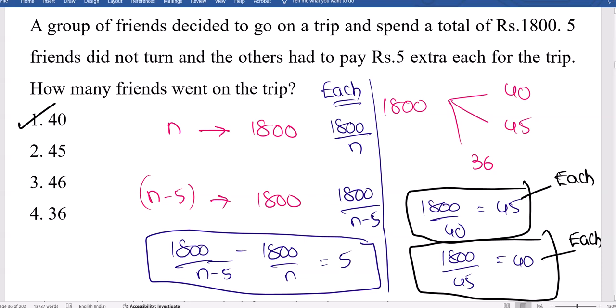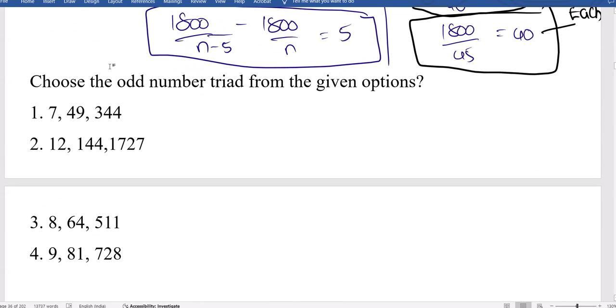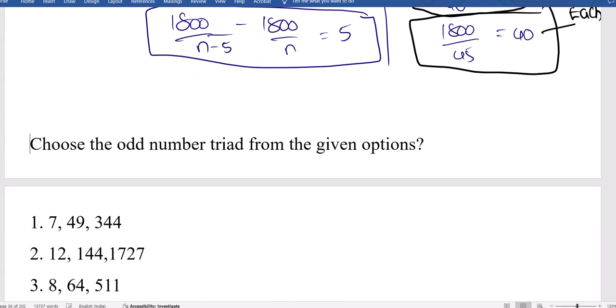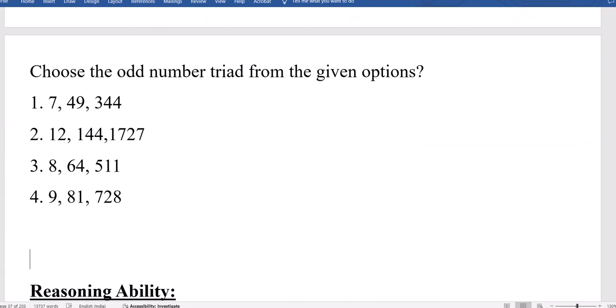But here, 5 friends did not turn up. They had to mention that. Not some friends, 5 friends. Now what about this? Choose the odd one out. Odd one out, the different one among the options.